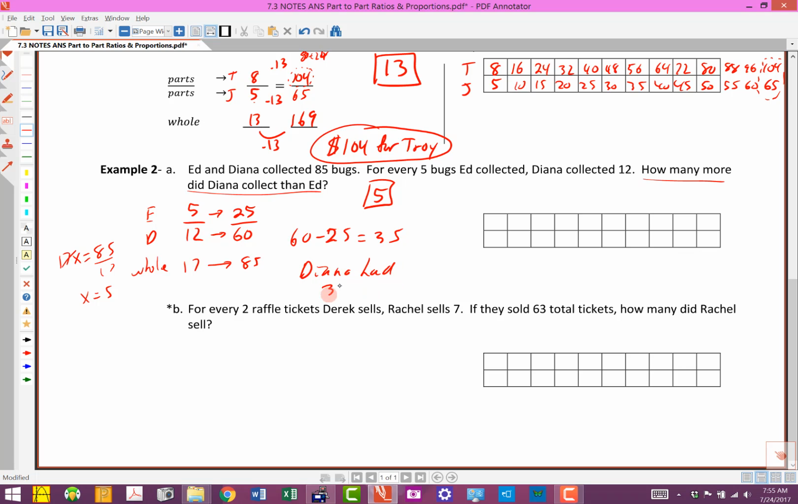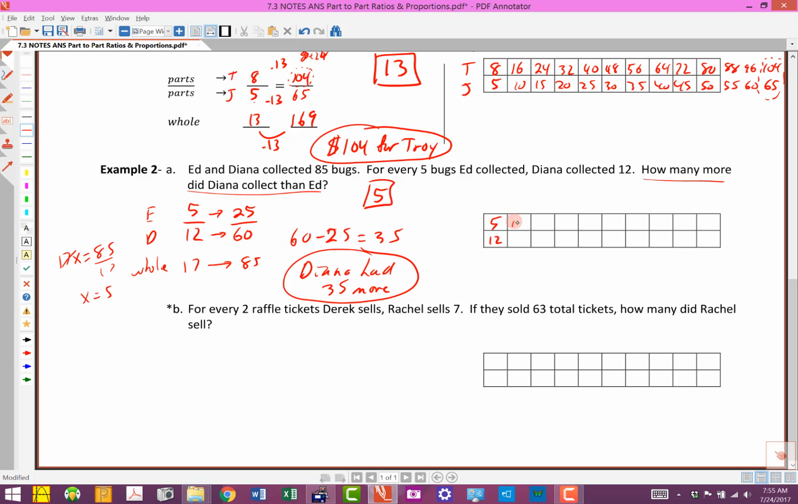Diana had 35 more. Okay, so I've got a box around the scale factor, and then I've got the answer to the question that Diana had 35 more. Again, I'm going to go through and do this, but let's make a little prediction. The scale factor is 5, so I'm going to have to repeat this, or in other words, grow this, count by this ratio or this fraction or this numerator and denominator 5 times. So we're going to write down 5, 12.